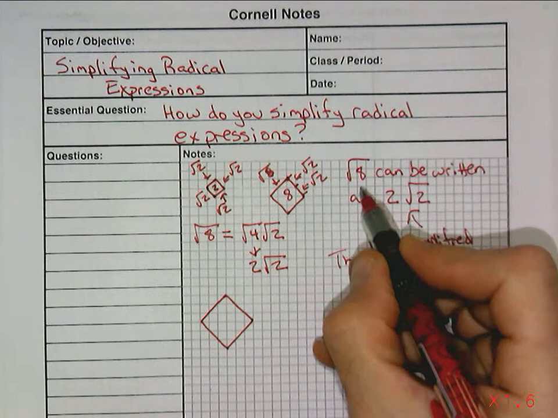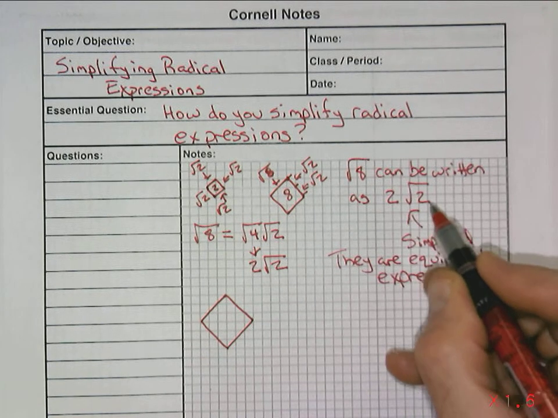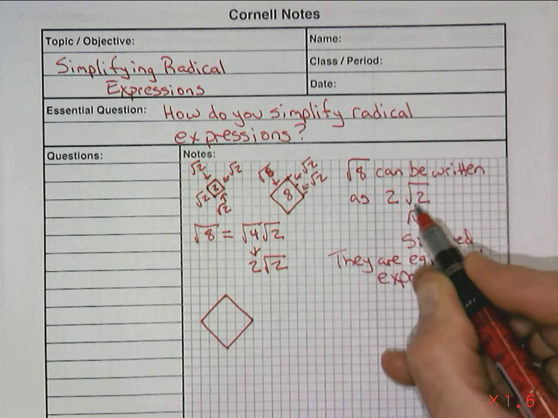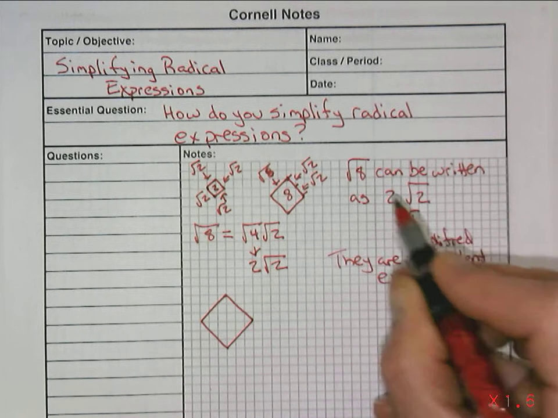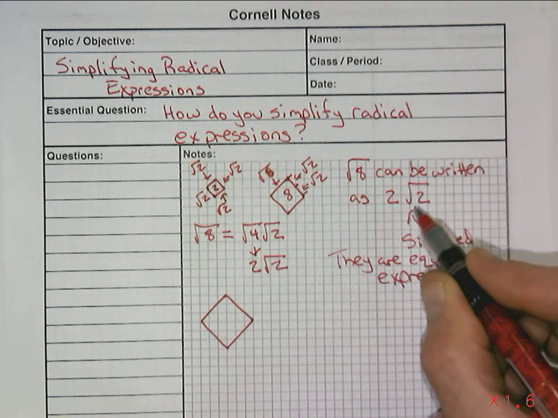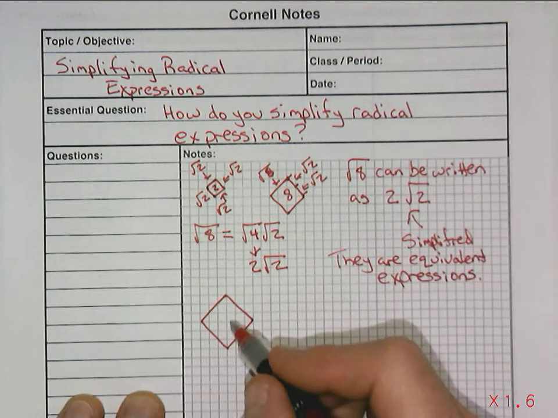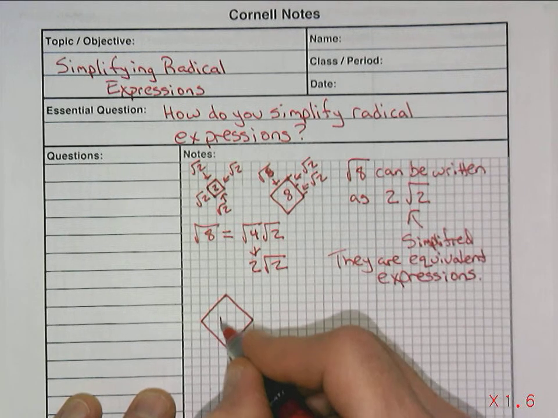So what we did was we took the square root of 8 and simplified it, or rewrote it, into the smallest possible root. The square root of 2 is a lot smaller than the square root of 8, and so in this case we consider this to be a simplified version of that. If we look at another square down here, this square actually has an area of 18.